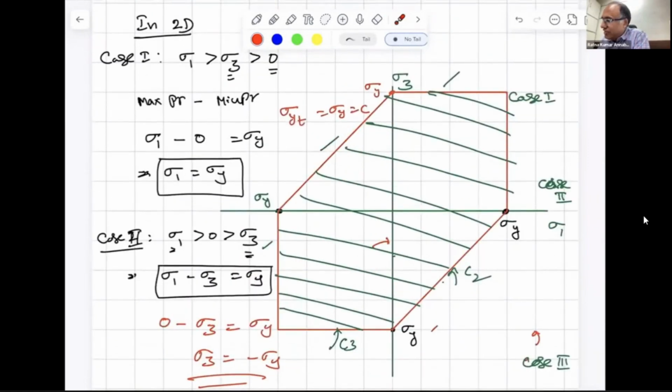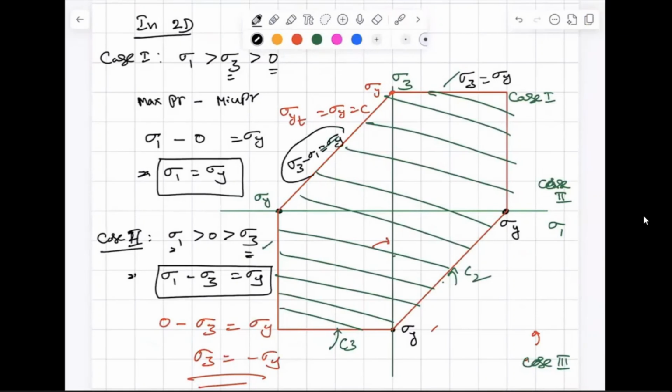So I will write down what I mean by that. This is the sigma 3 is equal to sigma y line. This is sigma 3 minus sigma 1 is equal to sigma y. Instead of taking sigma 1 as greater, you take sigma 3 to be the largest principal stress. That's the only difference. Got it, sir. Thank you, sir.